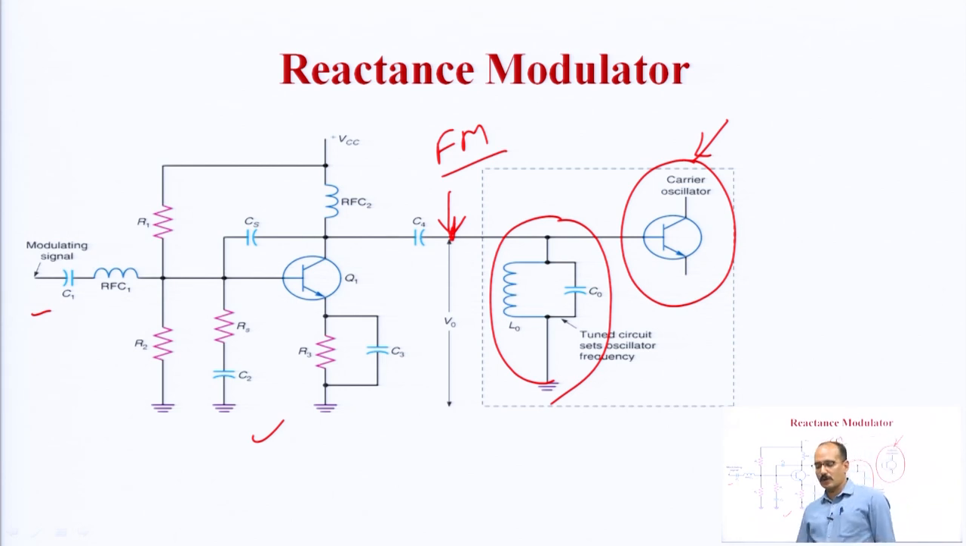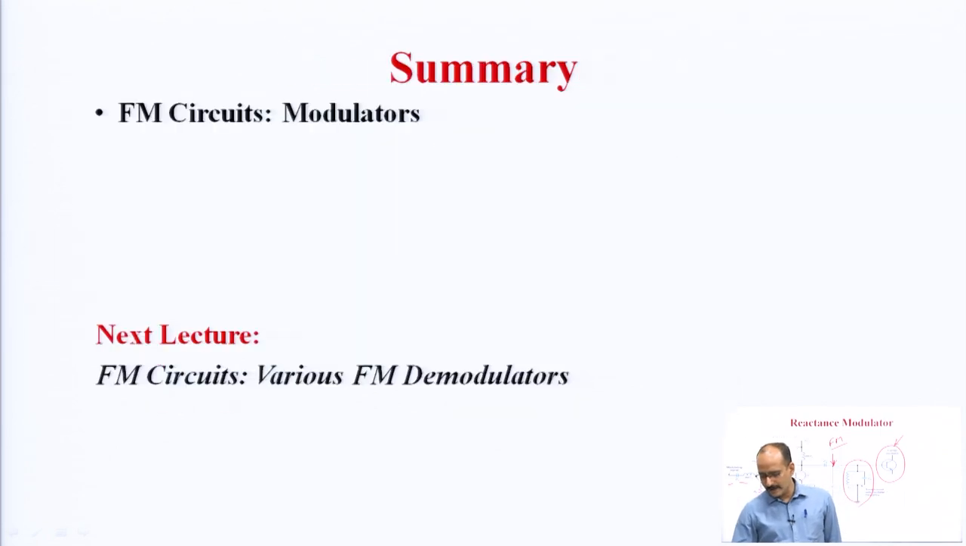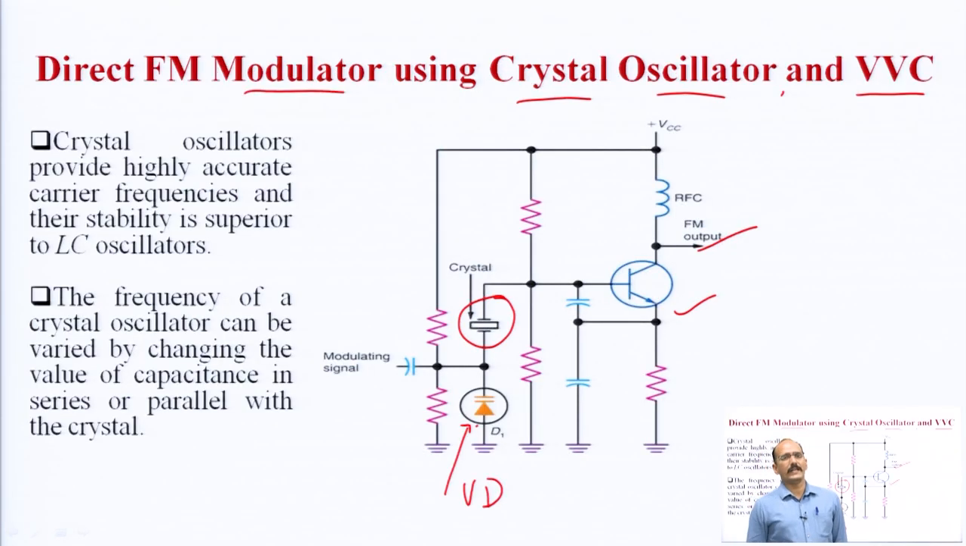In this particular diagram also, the modulating signal is used to change this tuned circuit to set the output frequency. So, you can see that in all these techniques, and you can easily understand one point here very clearly, that you are going to use variable reactance or variable capacitance devices to generate the FM signal.